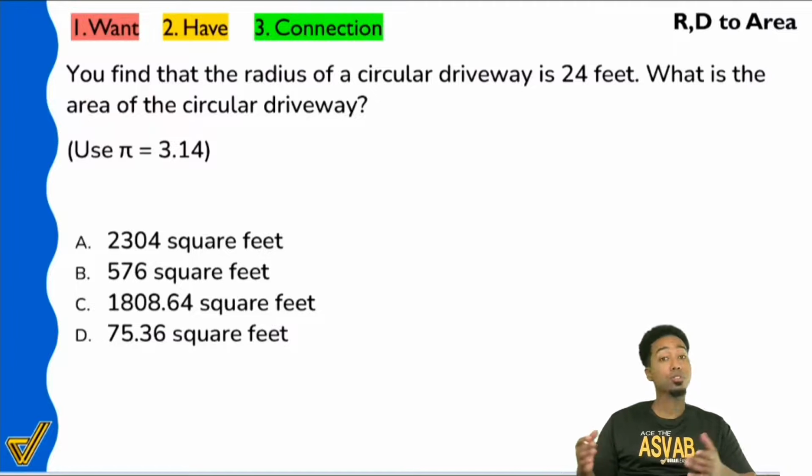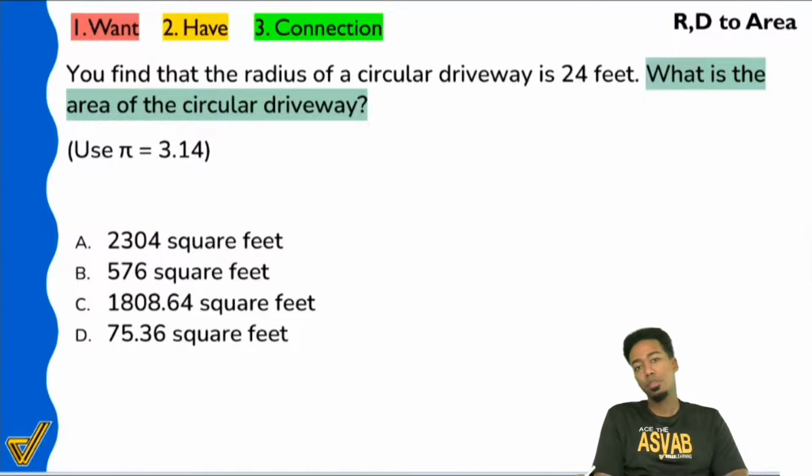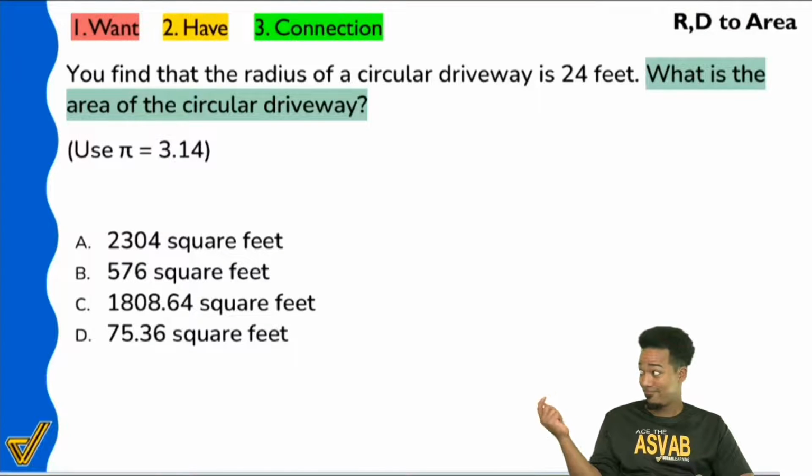First things first, we'll start by reading the question. The question says, what is the area of the circular driveway? Wow, that's pretty blatant there. And that's the thing about circles, everybody. When you're talking about circles, like besides saying distance around it, they're probably going to give you the direct math terms. So here, area of a circular driveway. Okay, area of a circle.